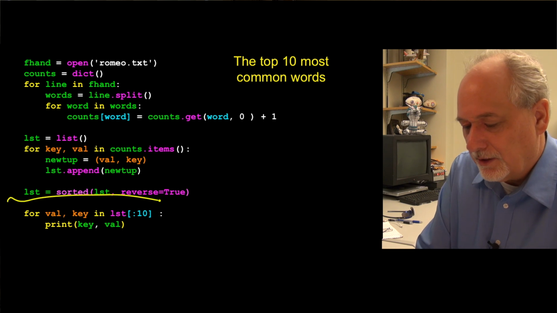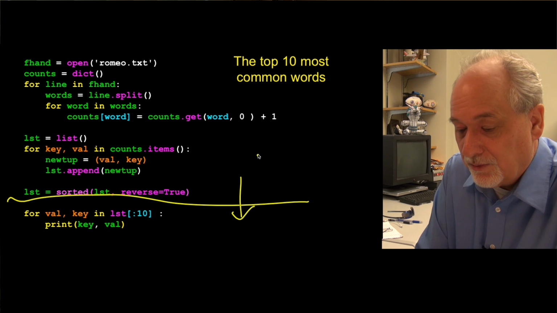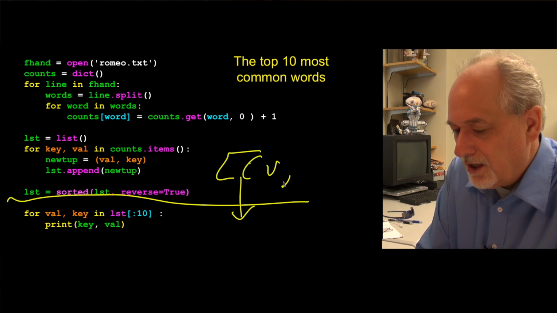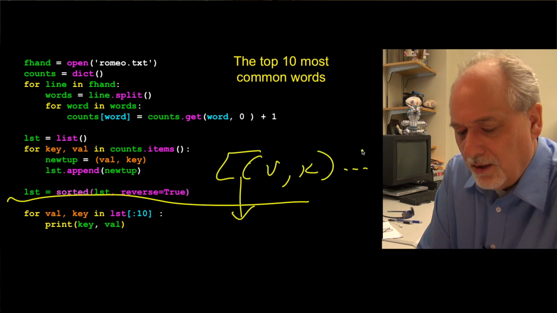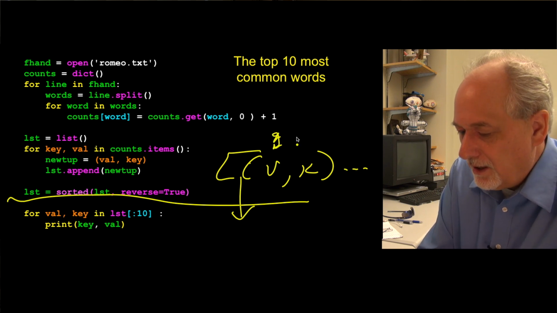So we got a nice sorted list coming down here. We don't want to print it out in value key, because that's what it is. It's in parentheses V comma K order, but it's sorted. And we know that the highest value is here on down.